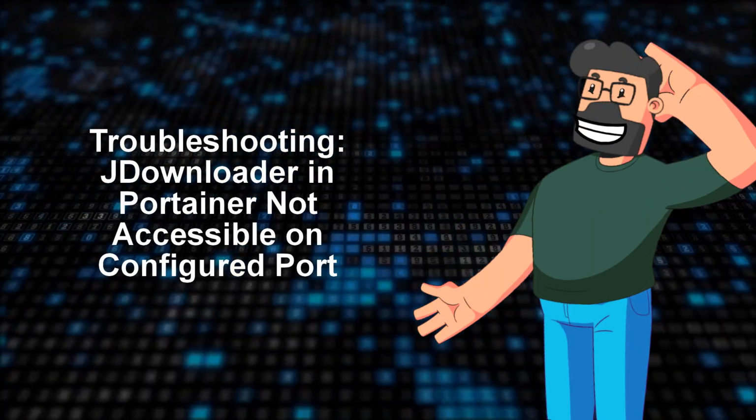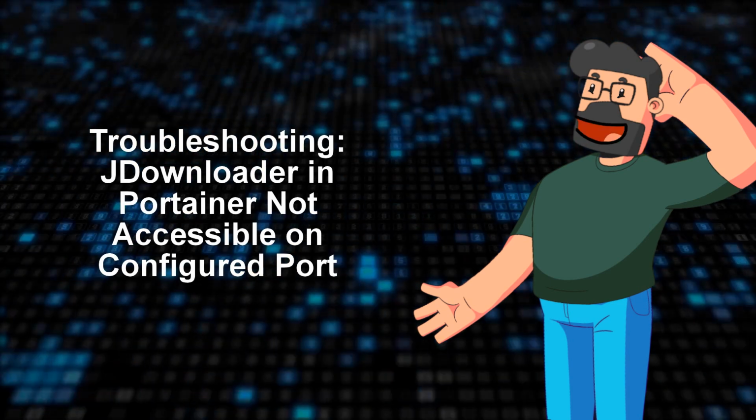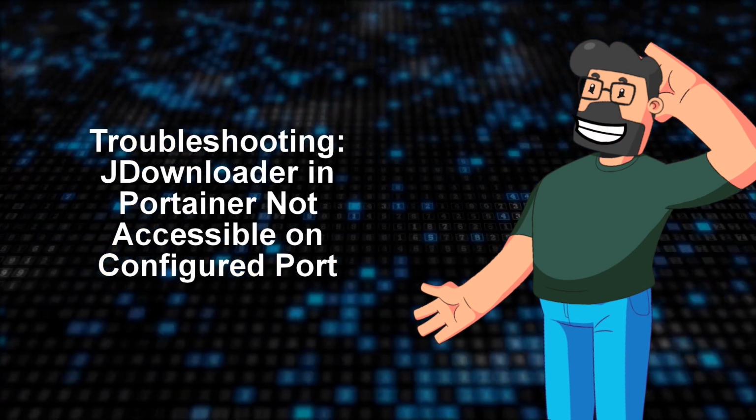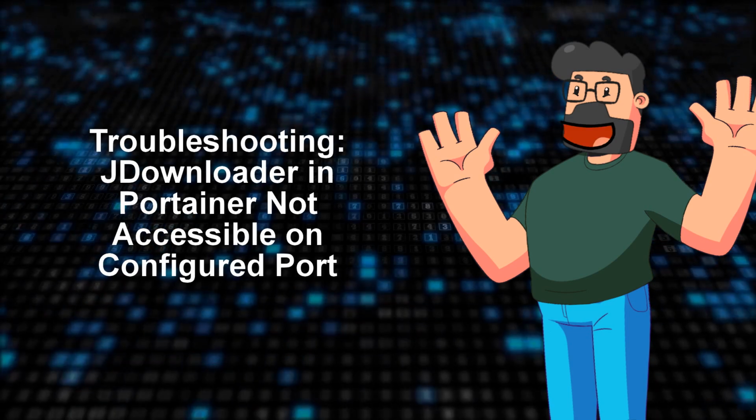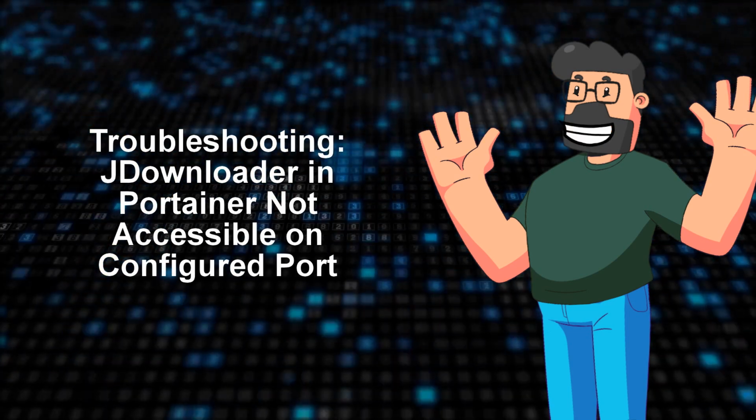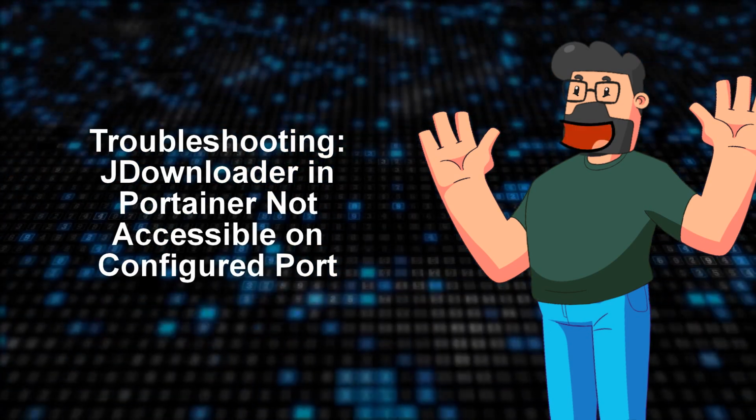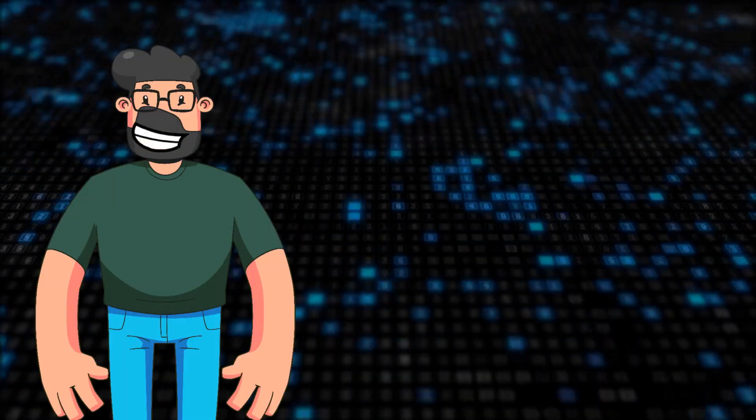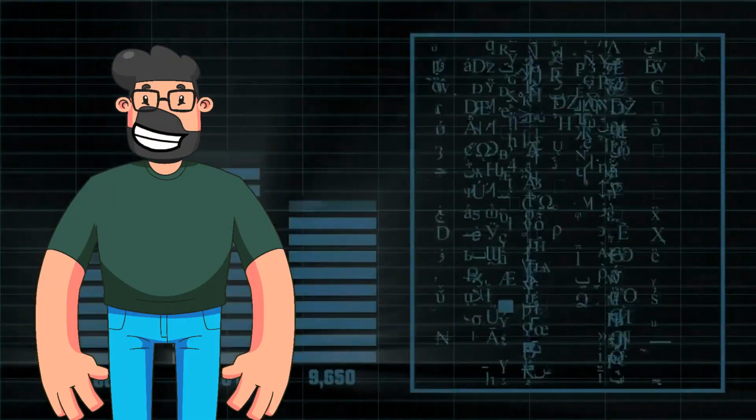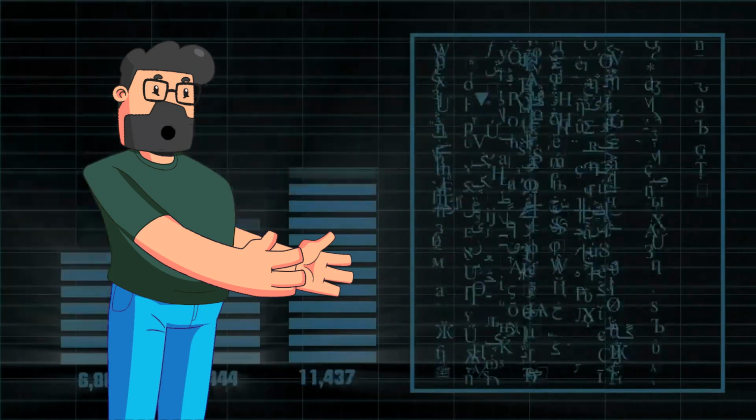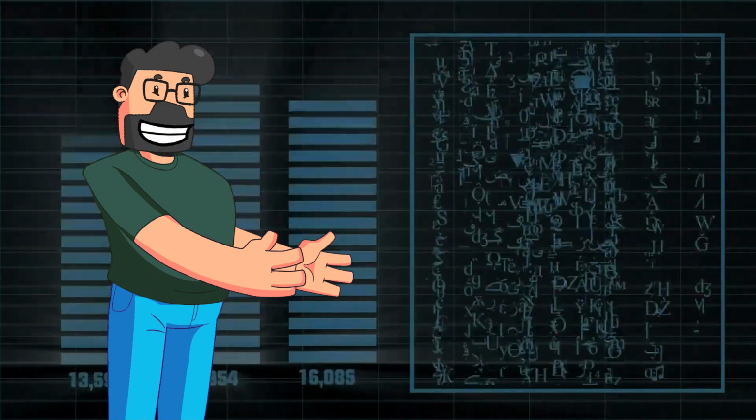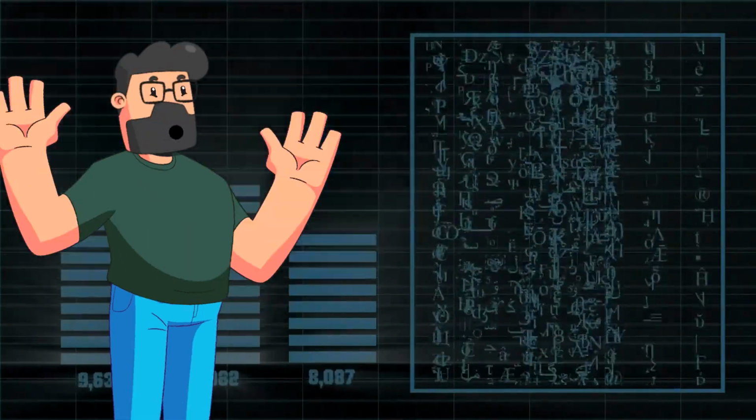Today, we're diving into a common problem that many beginners encounter when setting up containers in Portainer. The issue at hand is getting a JDownloader instance up and running, but facing difficulties in establishing a connection to it. The provided script seems to be correctly configured, but the culprit lies in the line JDownloader_headless.1, which actually disables the browser UI.